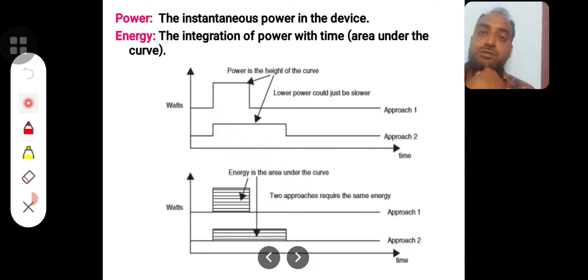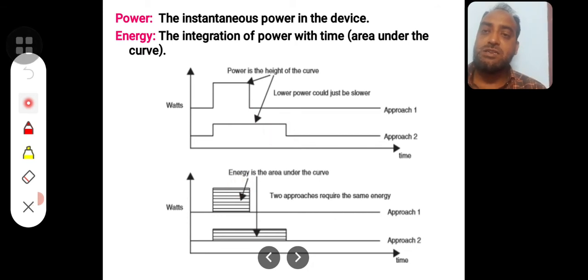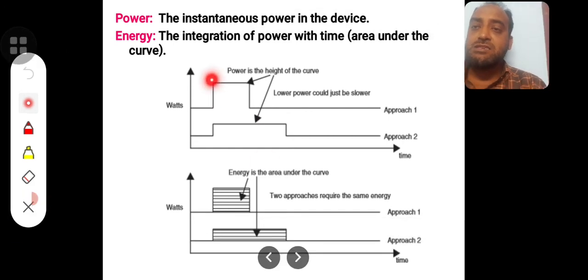Average power is the power over a period of time. To any circuit, if you give large power for a short duration of time, it may cause damage. So you can give lower power for a longer time, which will not cause any harm to the circuit. And coming to energy, the area under this curve is called energy.